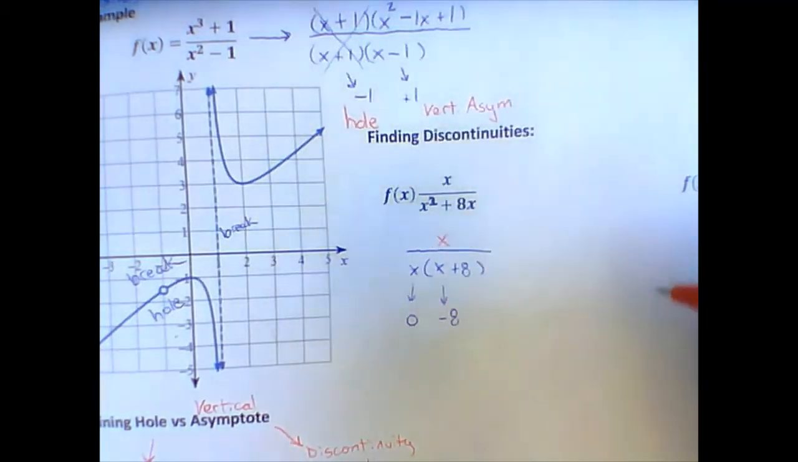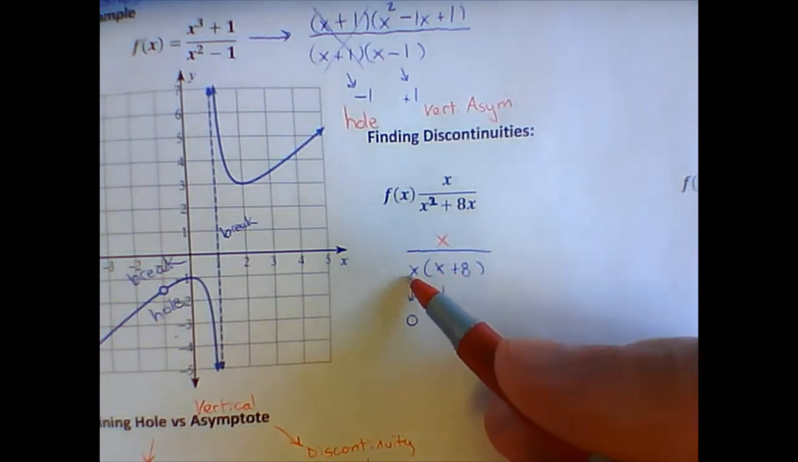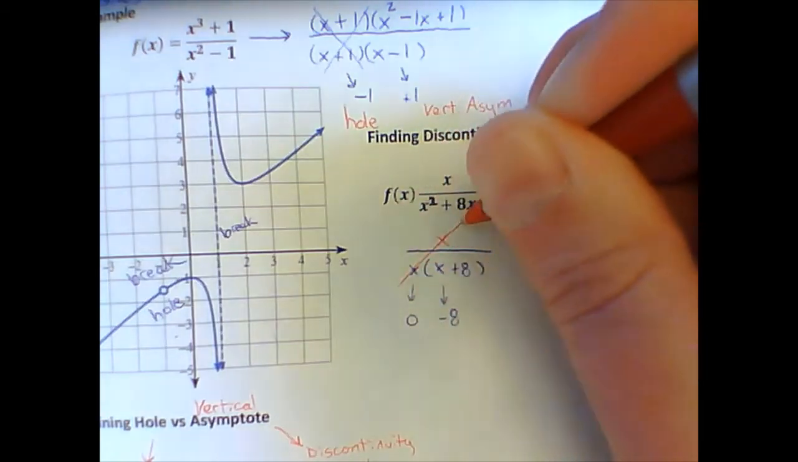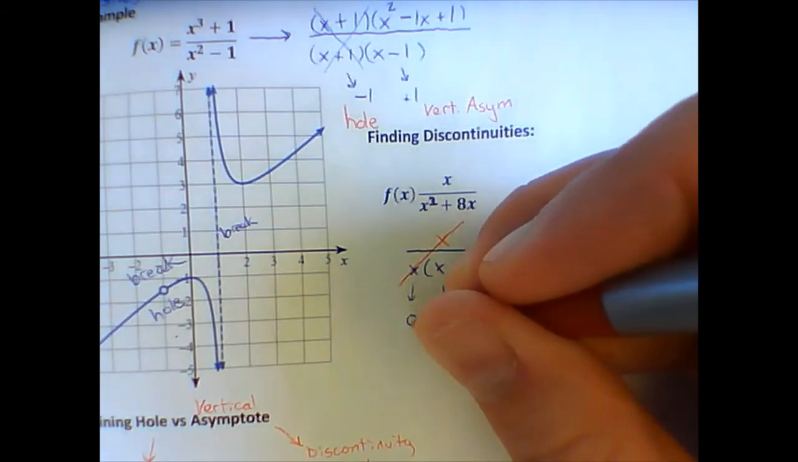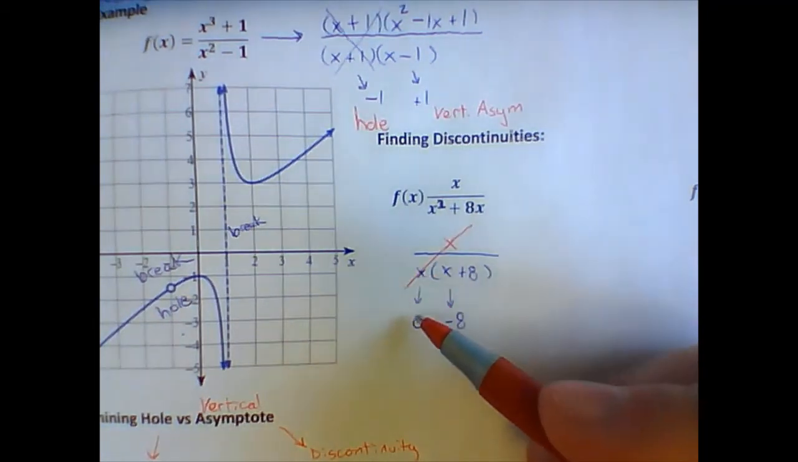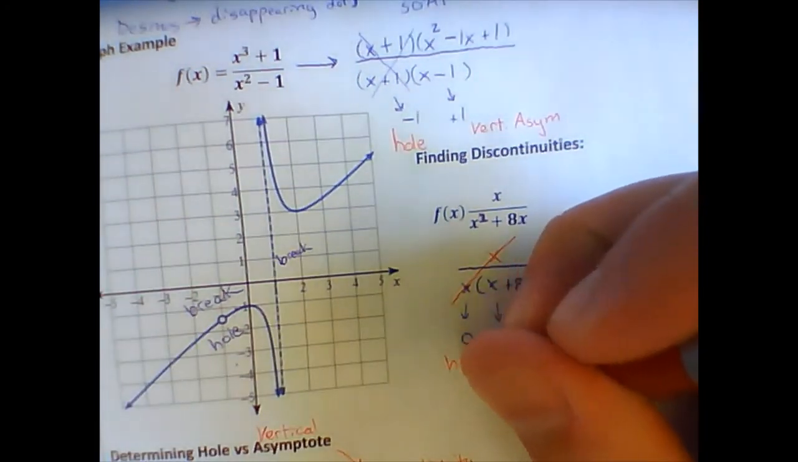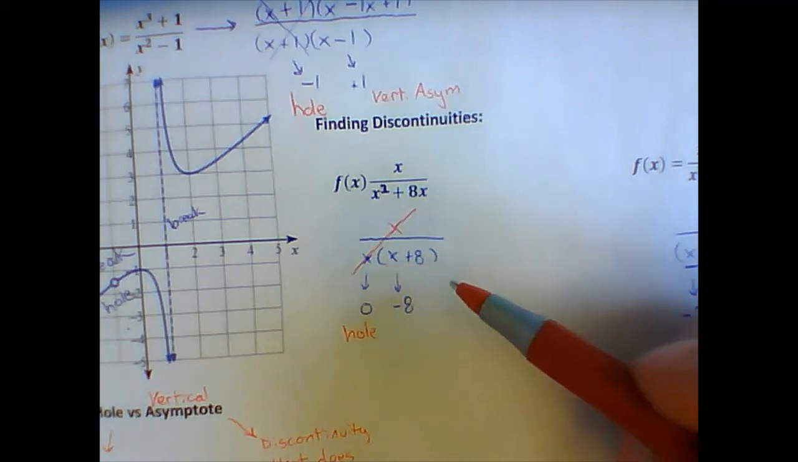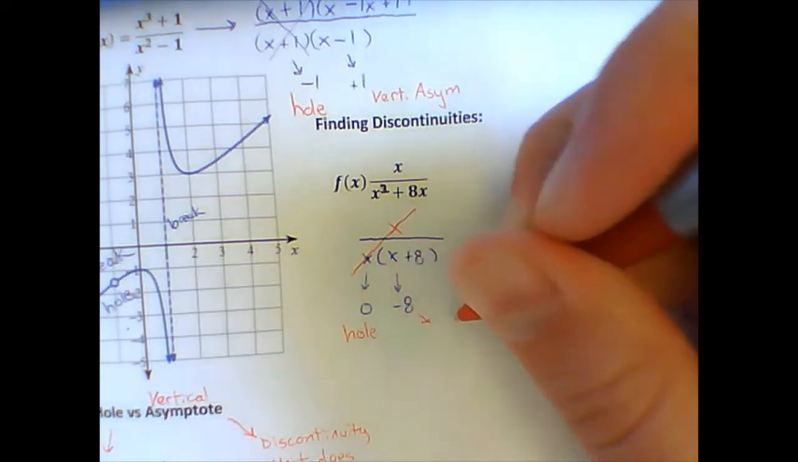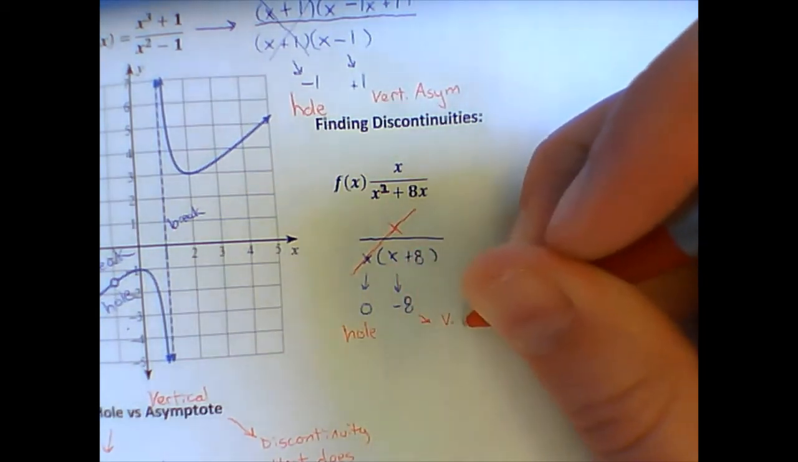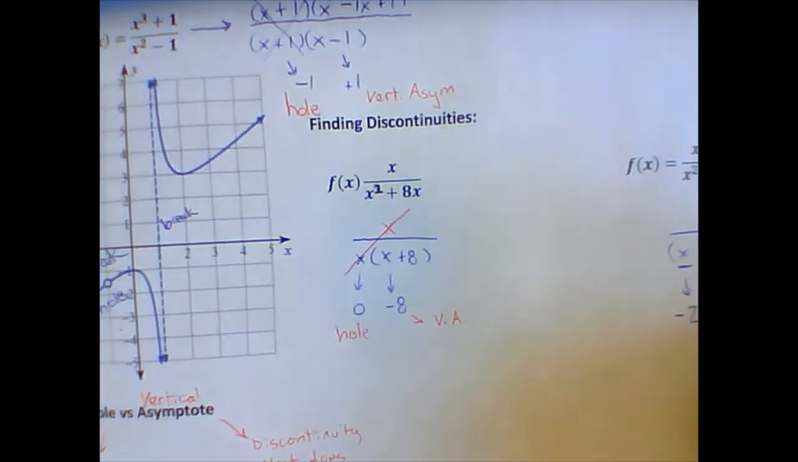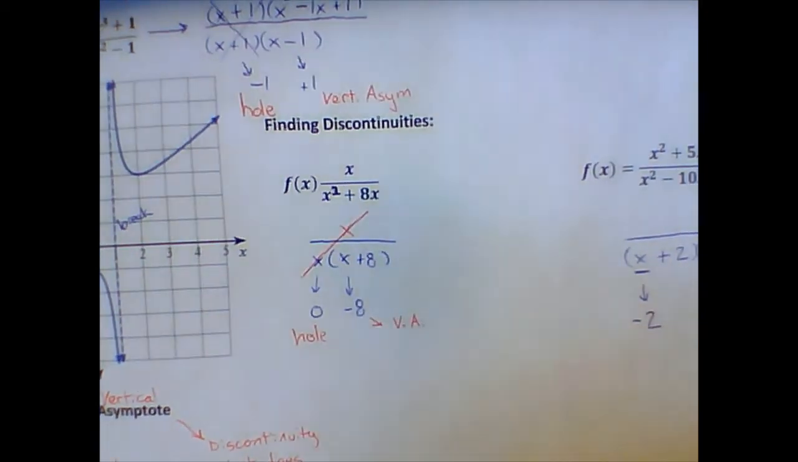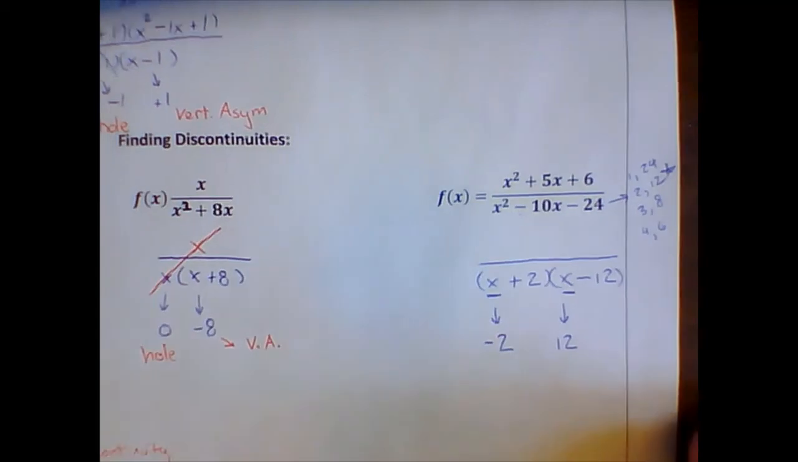So we're going to classify these guys. Those x's just canceled. So look at what came from that x. That was a 0, and it came from something that could be removed, that could be canceled. That's a hole. The negative 8 came from a group that didn't cancel. Okay, that group cannot cancel. So that negative 8 is a vertical asymptote. There's a vertical asymptote happening where x is negative 8.